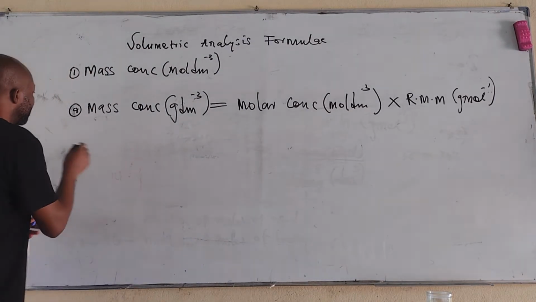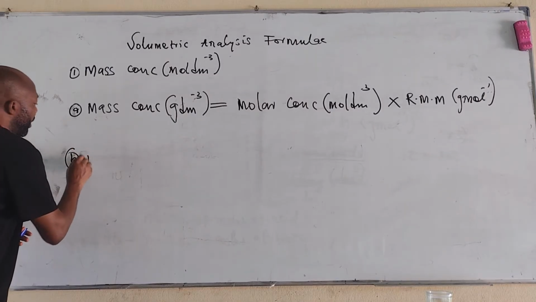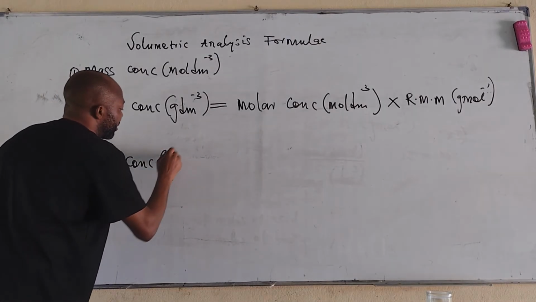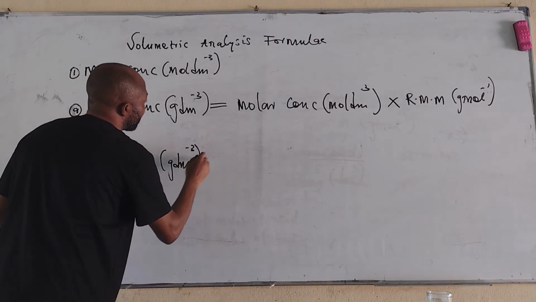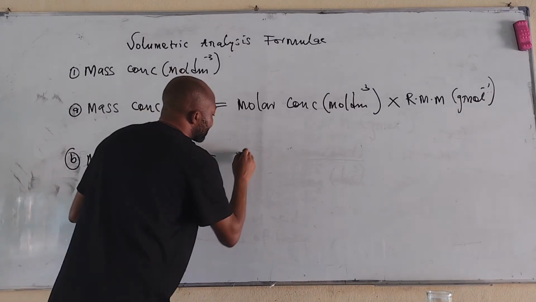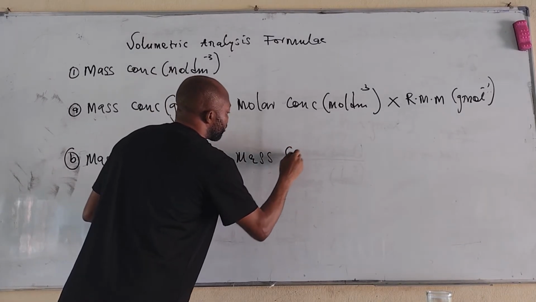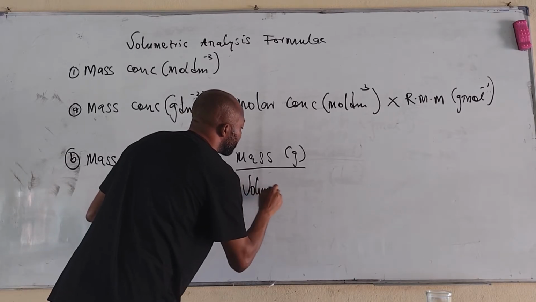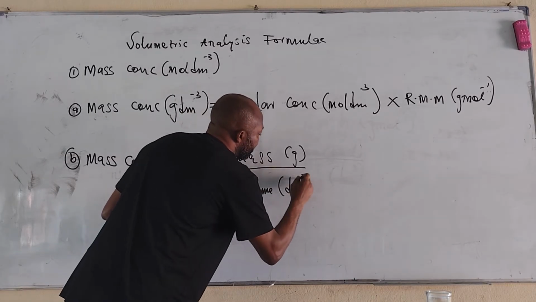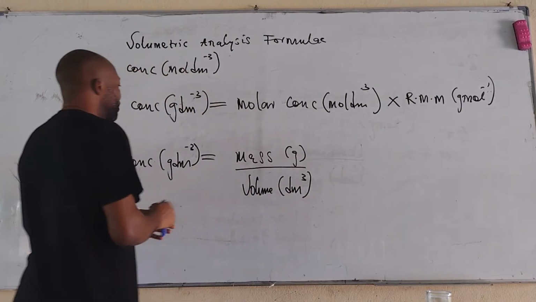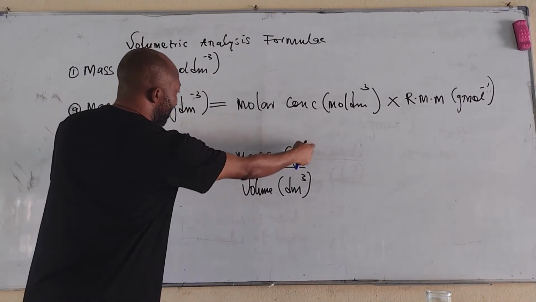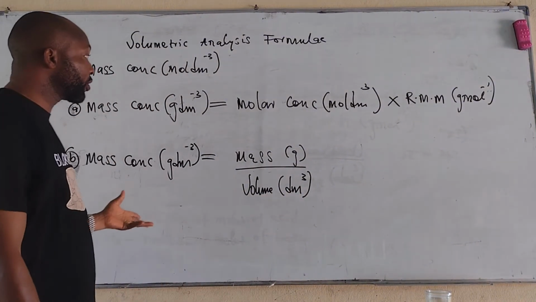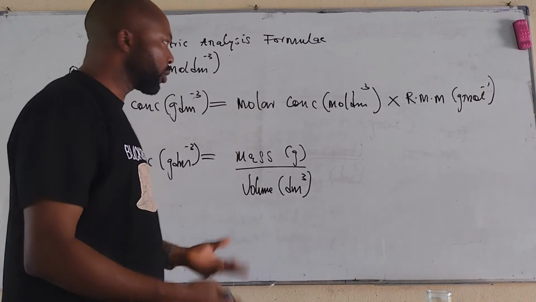Let's take our B. We have mass con in g per dm cube to be mass in gram over volume in dm cube. So this also is mass per dm cube for mass concentration. So with these two formulas we can get a mass concentration and we move on.